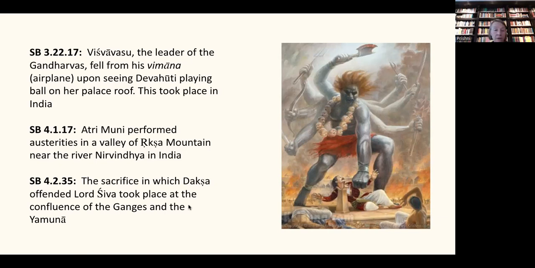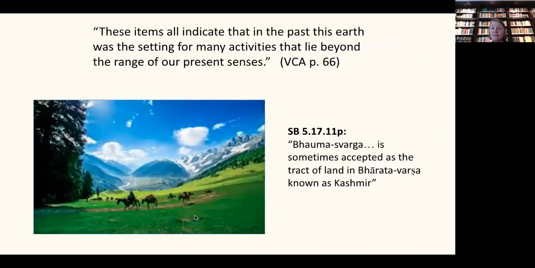So Sadhaputta is showing that there's some tie-in with this cosmic pastime, which is beyond anything we can see here on Earth, but it's tied into this particular place on the Yamuna. I think this quote here from 5.17.11 purport, so this is Prabhupada, gives this same example. He says, Bhauma Swarga, which is those other eight varshas outside of Jambudweep, is sometimes accepted as the attractive land in Bharatavarsha known as Kashmir. So the other eight varshas are certainly way beyond.